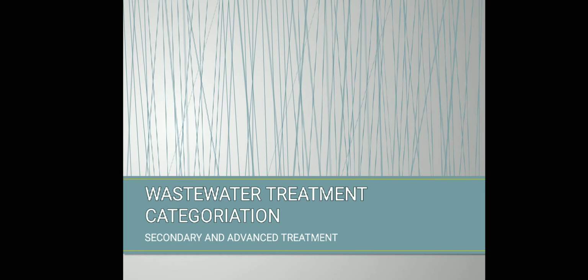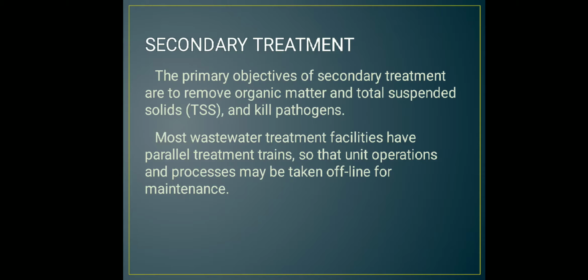Wastewater treatment categorization. First is secondary treatment. The primary objectives of secondary treatment are to remove organic matter and total suspended solids, or TSS, and kill pathogens. Most wastewater treatment facilities have parallel treatment trains so that unit operations and processes may be taken offline for maintenance.